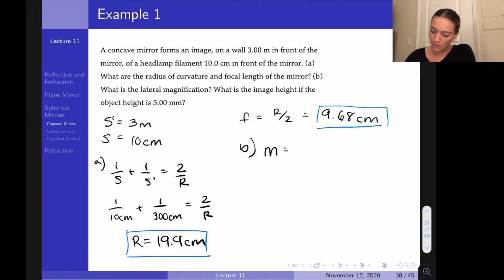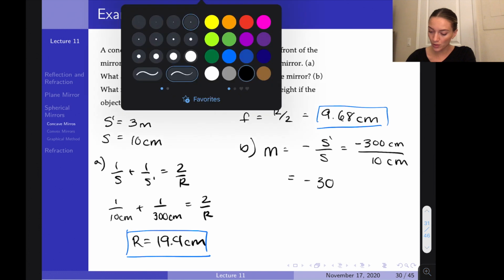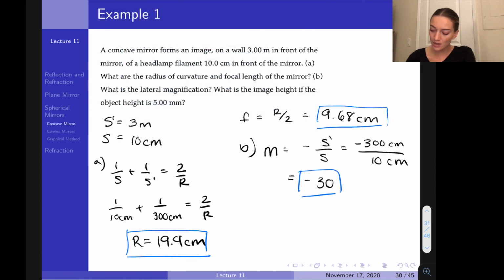Then for part B, we want to find the lateral magnification. The magnification is negative s prime over s. Our image distance was, as we said, 300 centimeters, and s prime was positive here because it was on the same side as the outgoing light. So we still have this negative sign here. We've got a negative, and then divide that by 10 centimeters. This comes out to negative 30. So our magnification is negative 30, which means it's inverted, but 30 times as big.